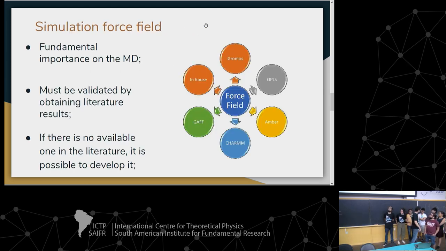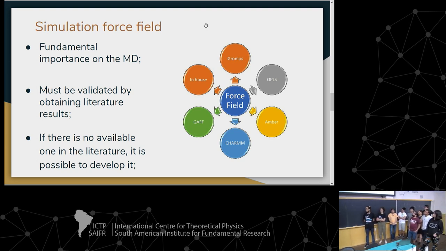The first thing that we discussed a little bit in our group section was the importance of selecting your force field very well. Basically, because it contains all the potentials that you will use and also the parameters, it will model all the interactions between the atoms or objects that you are simulating. So this is a really important step for you to simulate things very well.